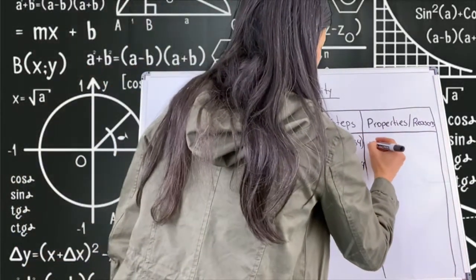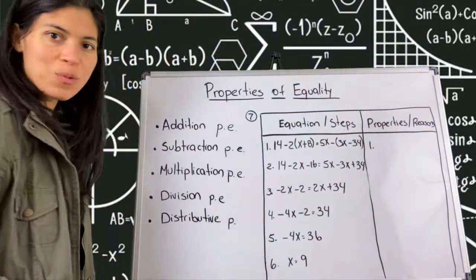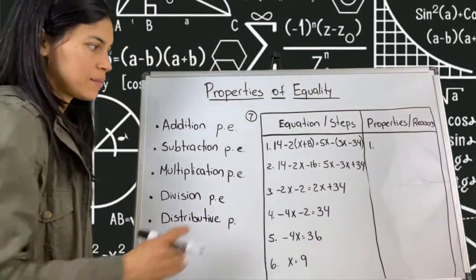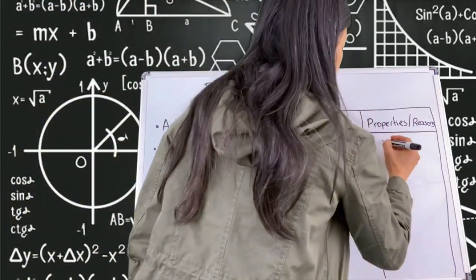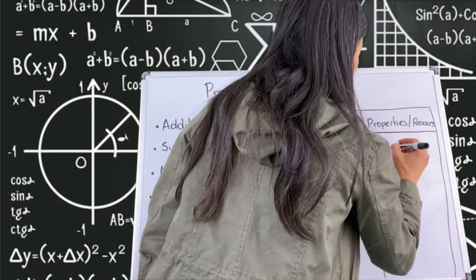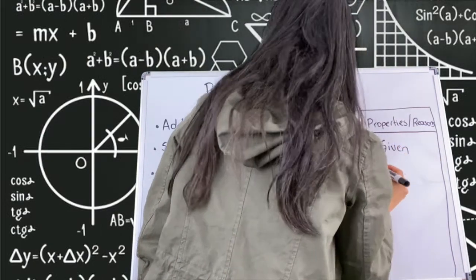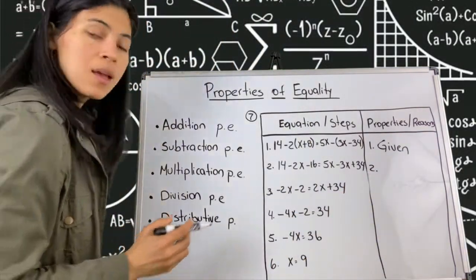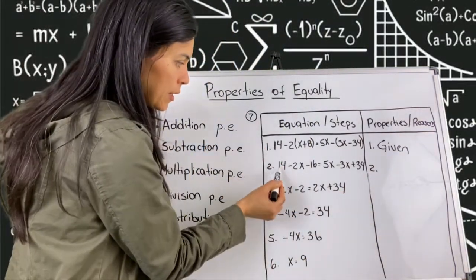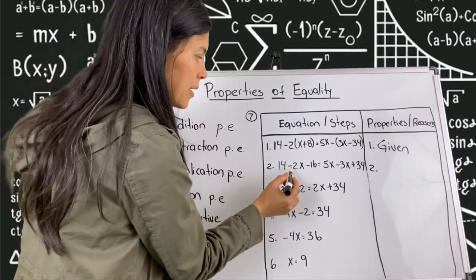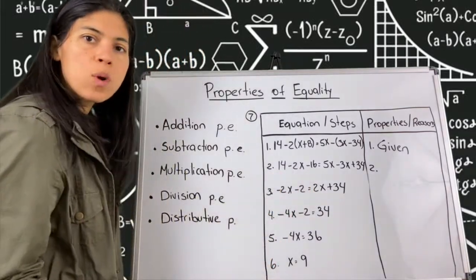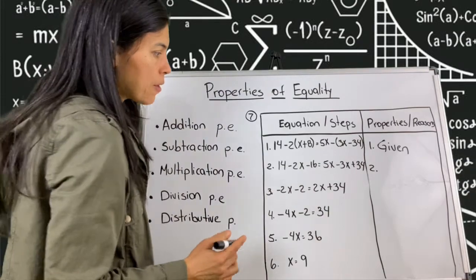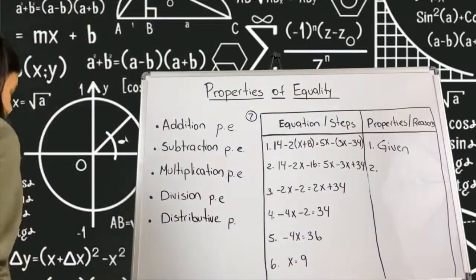What's the property in number 1? Number 1 is always given. That's the equation that is given to you. So we write the word given in number 1. Let's see what happened in number 2. Okay, we have the 14 here, but then I have negative 2x. Where did that negative 2x come from? I should use a different marker.